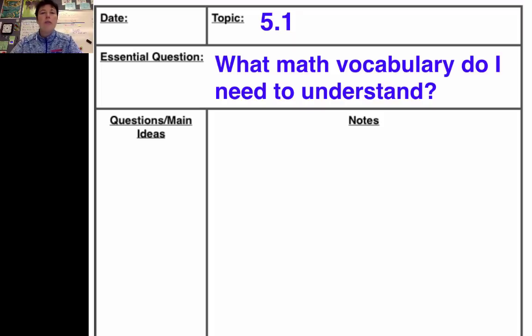So for your notes today, make sure you write down the date and set up your essential question and topic, and we're going to kind of dive into what these vocab words are.